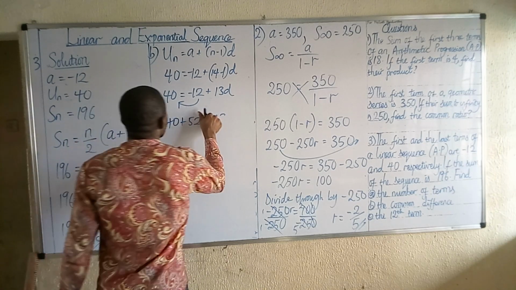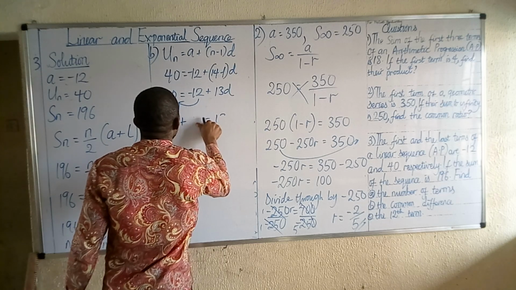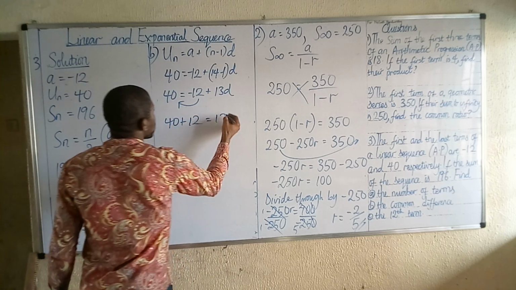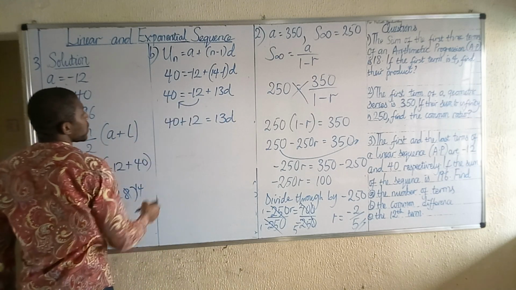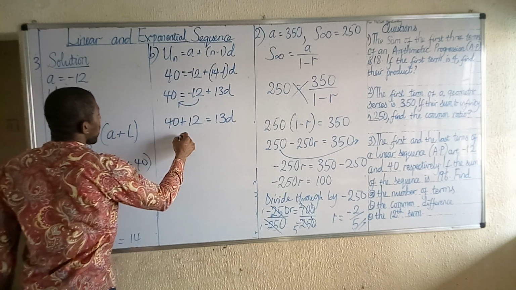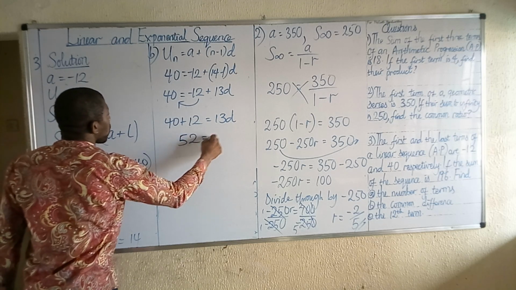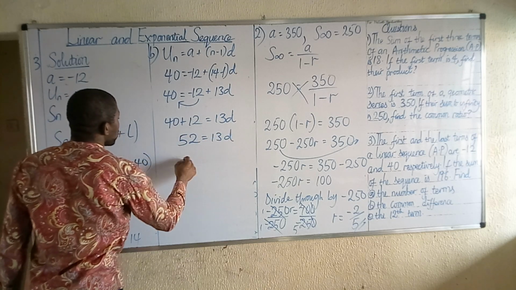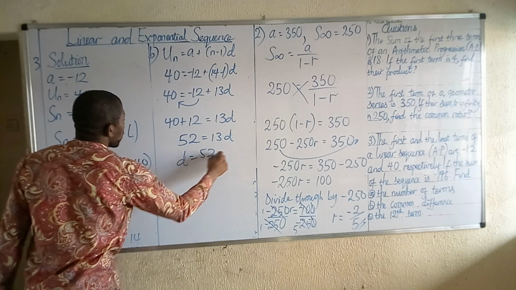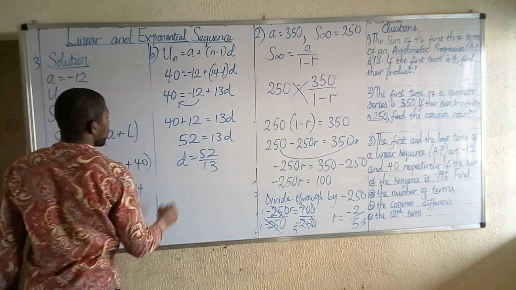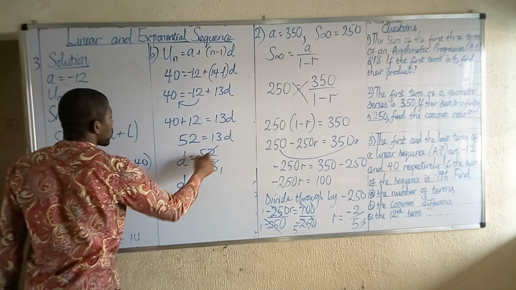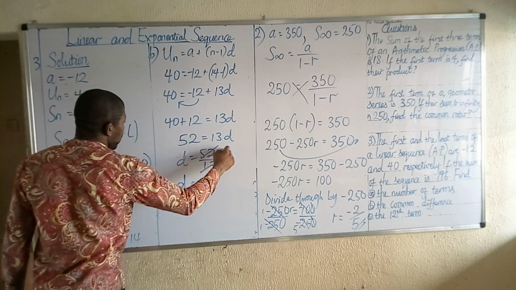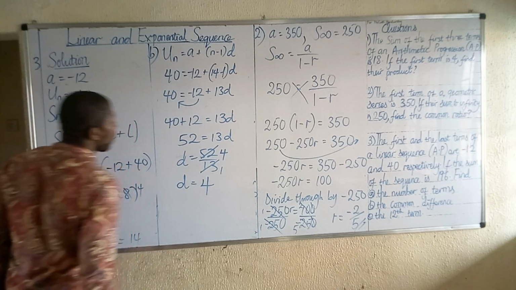Sorry, this is going to give us 40 plus 12. That will be 13D. So this transposed becomes 12. So we are going to have 52 equal to 13D. So D now will give us 52 divided by 13. 13 goes into 52 four times. So our common difference is 4.